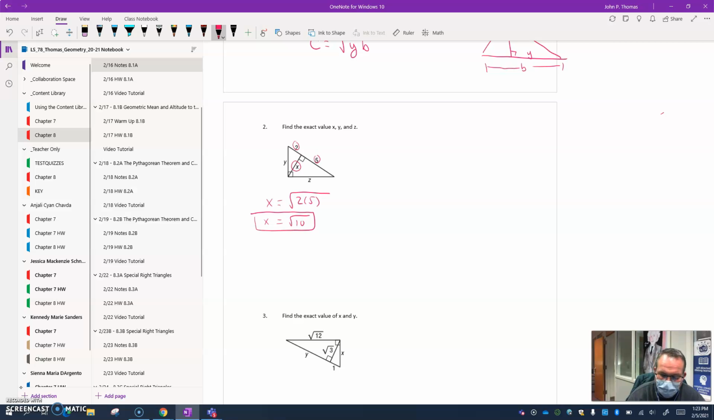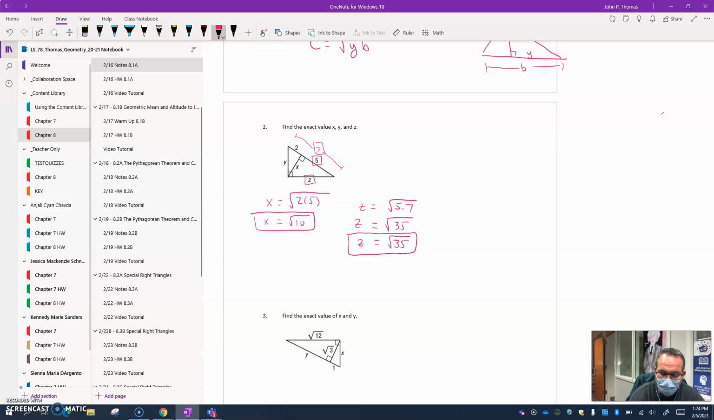All right, now the next one, we want to find z. And we know that z is the geometric mean of the piece below it and the entire length, which is 7 here. So we're going to say that z equals the square root of 5 times 7, which is root 35. So that doesn't simplify, so we're stuck with root 35. So z equals root 35.